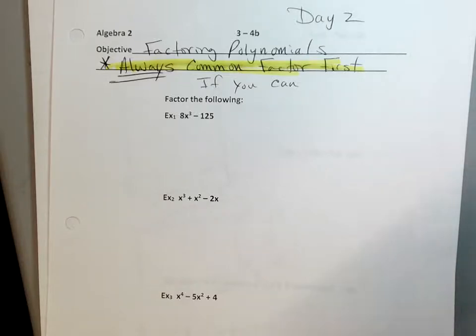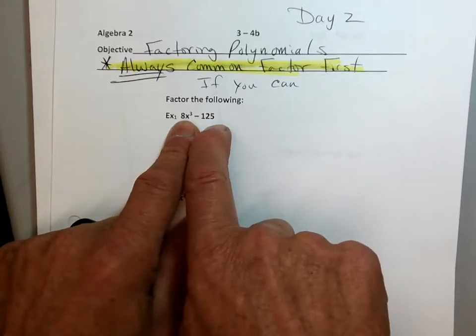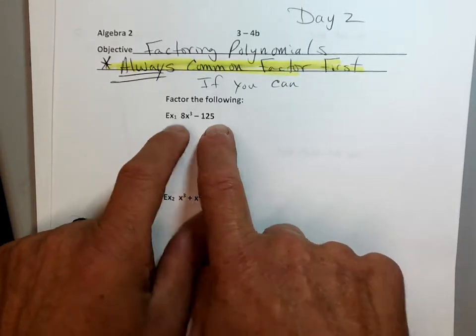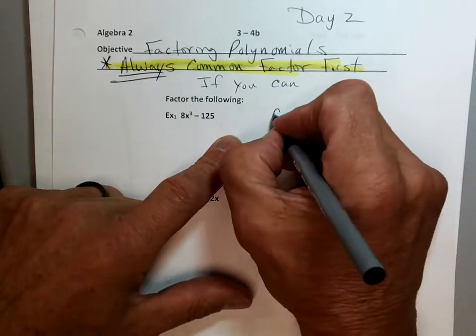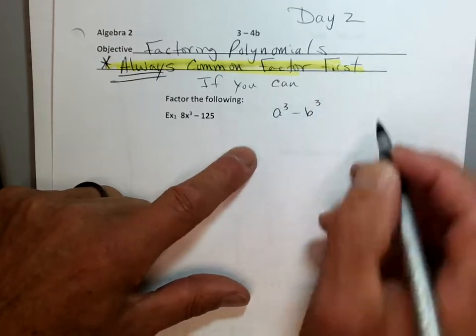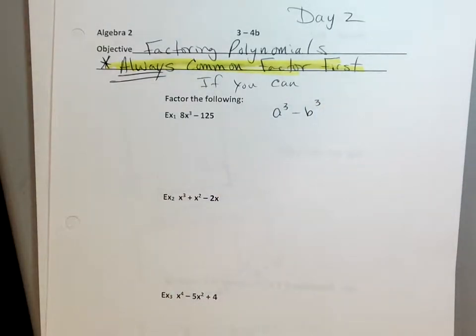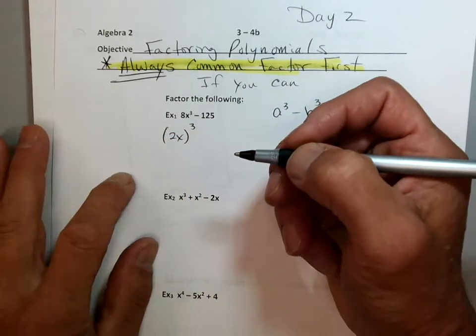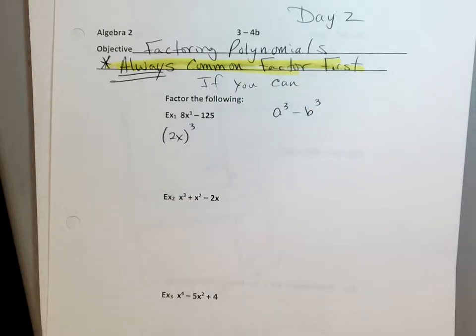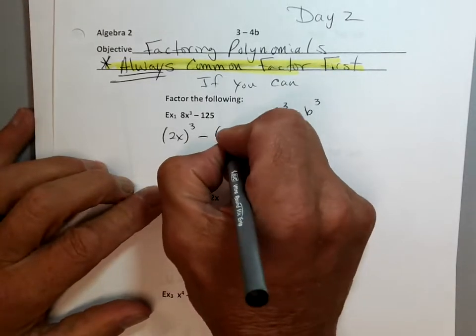We get easier numbers to work with, okay? But in our first example, you can't common factor. They have nothing in common, do they? 8, 125, x cubed, there's nothing in common. But it is a perfect cube, right? So we're going to use our a cubed minus b cubed formula. I recognize that 8 is a perfect cube because 2 times 2 times 2 is 8, so I'm going to rewrite my problem as (2x) cubed. And 125 is a perfect cube, 5 times 5 times 5. Everybody see that? So minus 5 cubed.